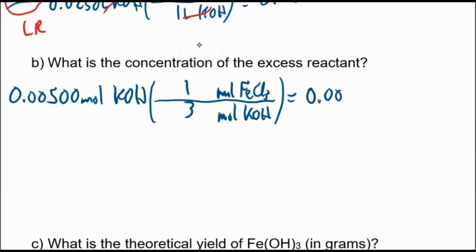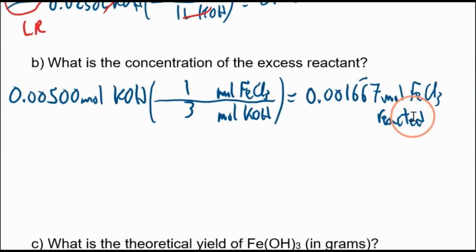0.001667. Let's put one more than we need for sig figs. Moles of FeCl3. So this is how many moles reacted in theory if it goes to completion. So how many moles remaining?